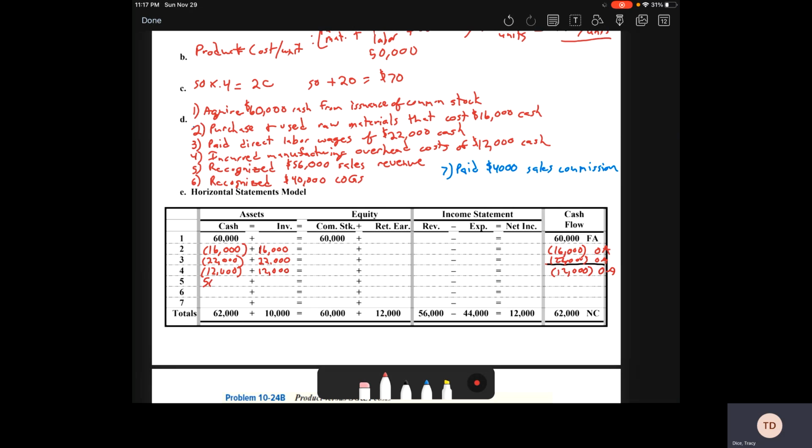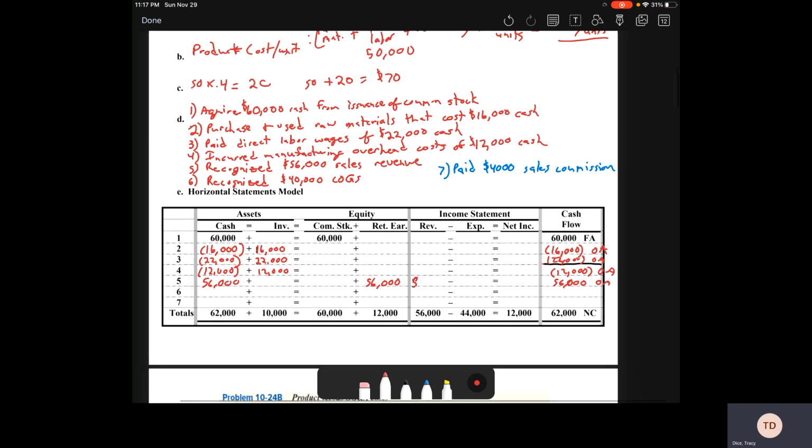So next, number 5, we're recognizing those sales. So that's an increase to our cash for operating, but now we finally got some revenue. So instead of adding it into inventory or taking it out yet, we're going to give our retained earnings the $56,000 in revenue. And again, our income statement would also have $56,000 in revenue.